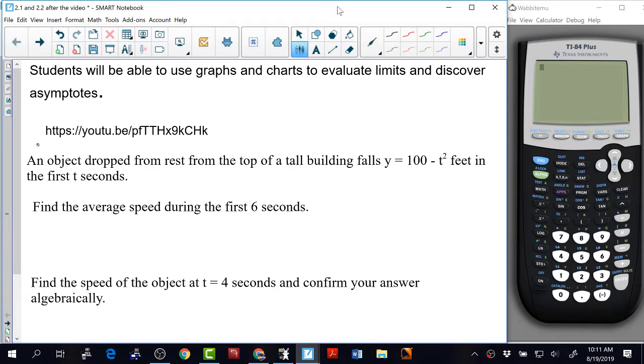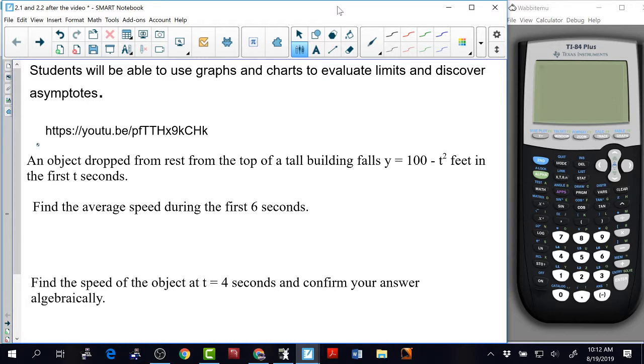Students will be able to use graphs and charts to evaluate limits and discover asymptotes. We will also start out with a process called derivative today, and we use limits. Limits are really the foundation of calculus, and we'll start this semester with limits, but halfway through the semester we'll do limits again.